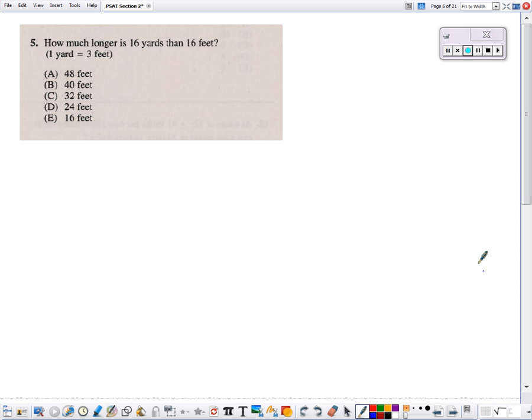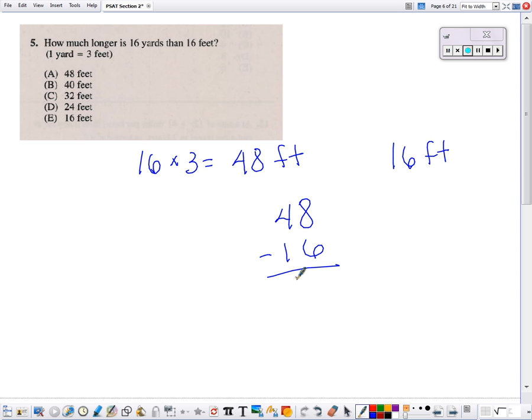So here we have to do a conversion. 16 yards, well, let's convert that to feet. Well, if 1 yard is 3 feet, 16 times 3 will convert my 16 yards to 48 feet. So now we're comparing 48 feet to 16 feet. How much longer is a subtraction problem? And 48 minus 16 is 32 feet.